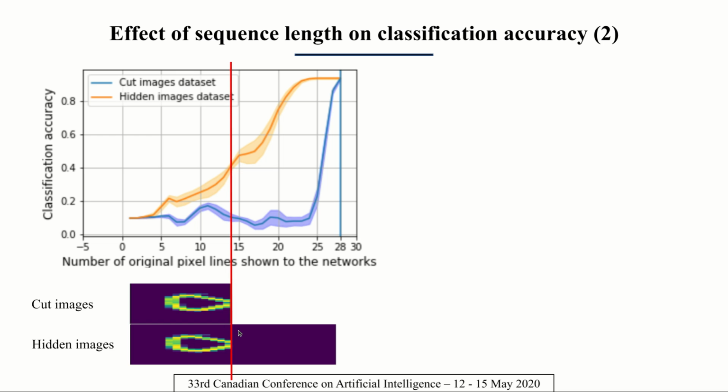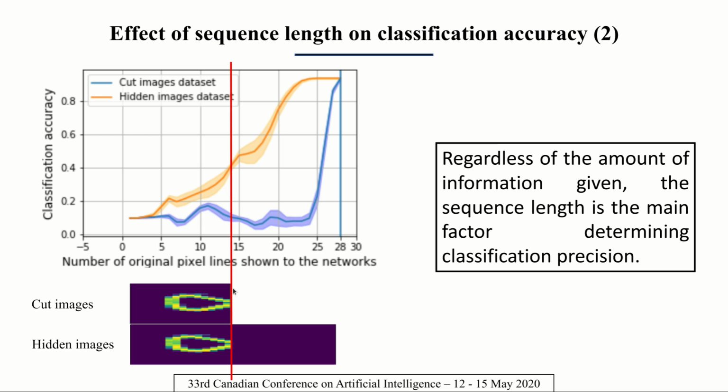For the hidden images, where we let the sequence length reach 28, we have a greater classification precision than for the cut images, where the sequence length is just reduced. This shows us that regardless of the amount of information given, the sequence length is the main factor determining classification precision. However, this raises the question: is the information not present at all in the networks, or is it stored in the networks but not interpretable by the final layer?